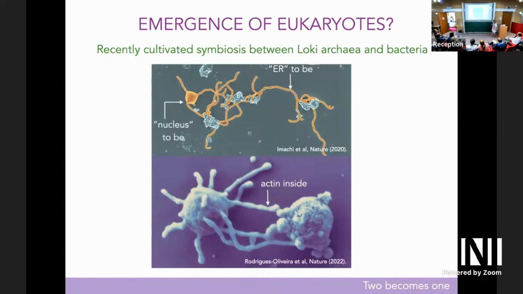Okay, and in recent years, this field of evolutionary cell biology has bloomed. And in particular, people have managed to culture symbionts between archaea and bacteria, and special archaea that are closest to us genetically.